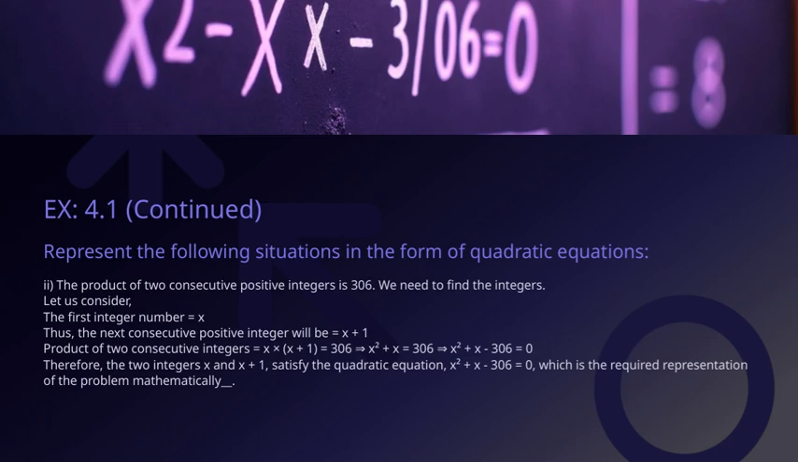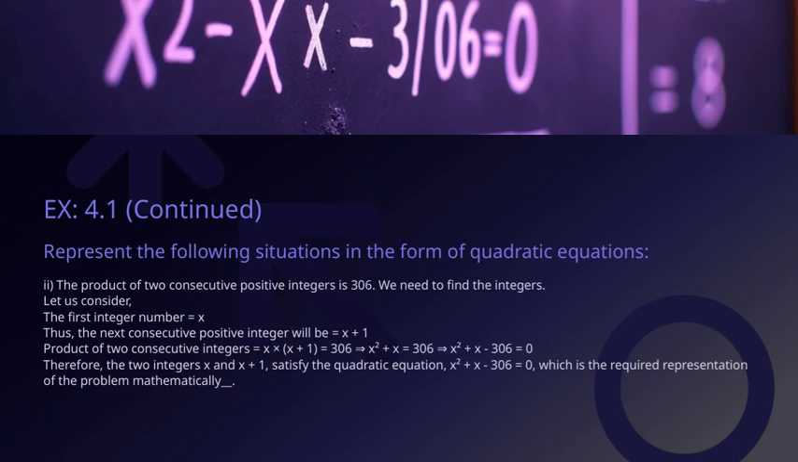The next integer will simply be x plus 1. Now, the product of these two integers can be written as x multiplied by (x plus 1). According to the problem, this product equals 306. So we write that as x times (x plus 1) equals 306. Expanding this, we get x squared plus x equals 306. To set it up as a standard quadratic equation, we bring all terms to one side, giving us x squared plus x minus 306 equals 0.